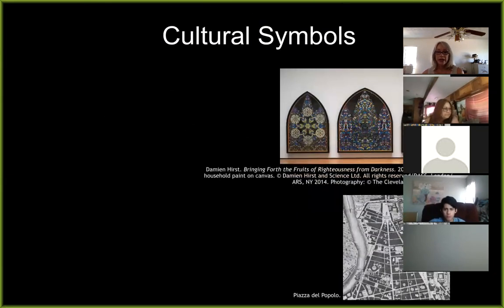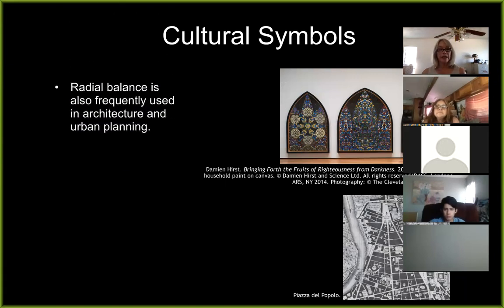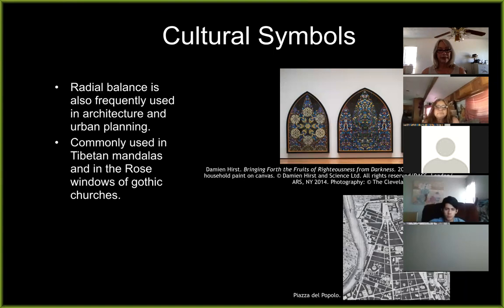It's also used a lot in churches and government buildings. Again, if you go to Sacramento, you look up in the center of our Capitol building, you see radial symmetry. You see it a lot in stained glass windows and other types of art like Tibetan mandalas.